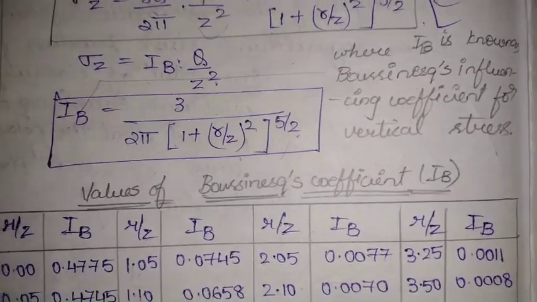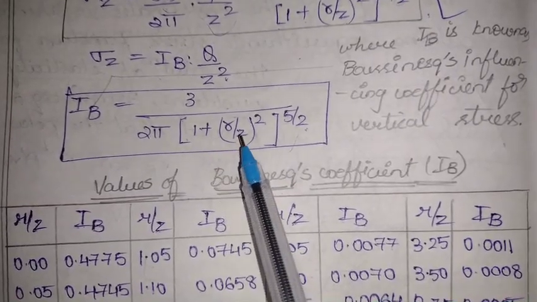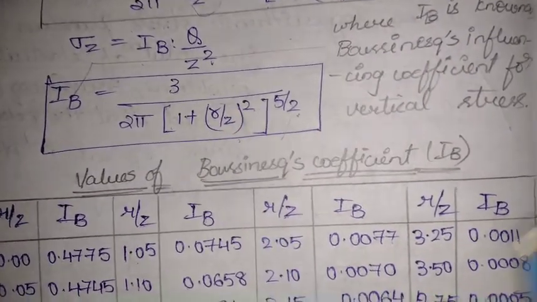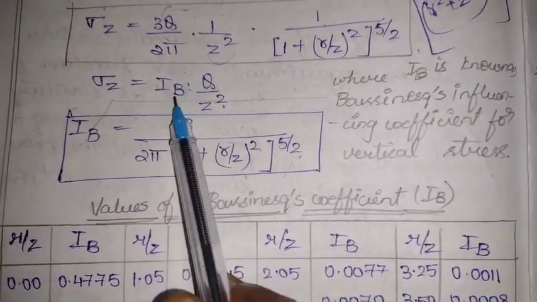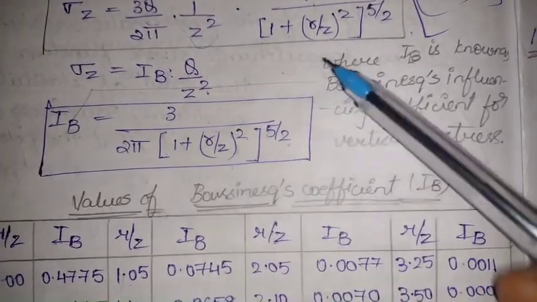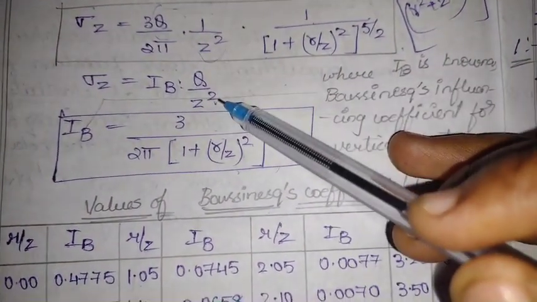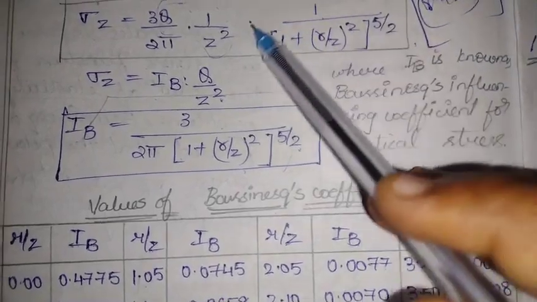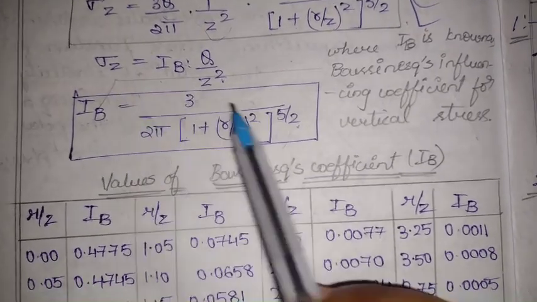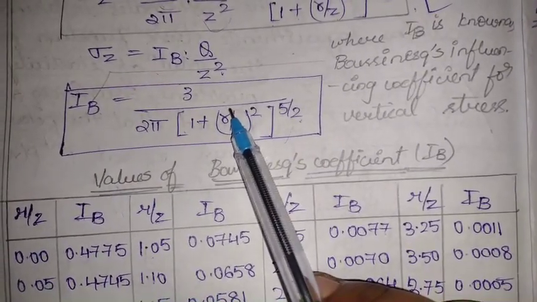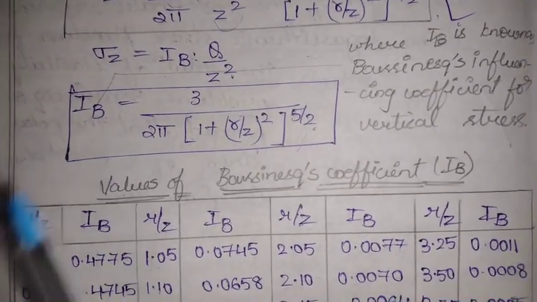So we have some standard values of IB depending upon the R by Z values. First we have to calculate R by Z, and from this table we can take the value of IB, which we can substitute in this equation, that is IB multiplied by Q by Z square. In this equation we have taken Q by Z square as an outside constant, and the whole remaining term as IB. So whenever R by Z is constant, IB will also be constant, it will not vary.